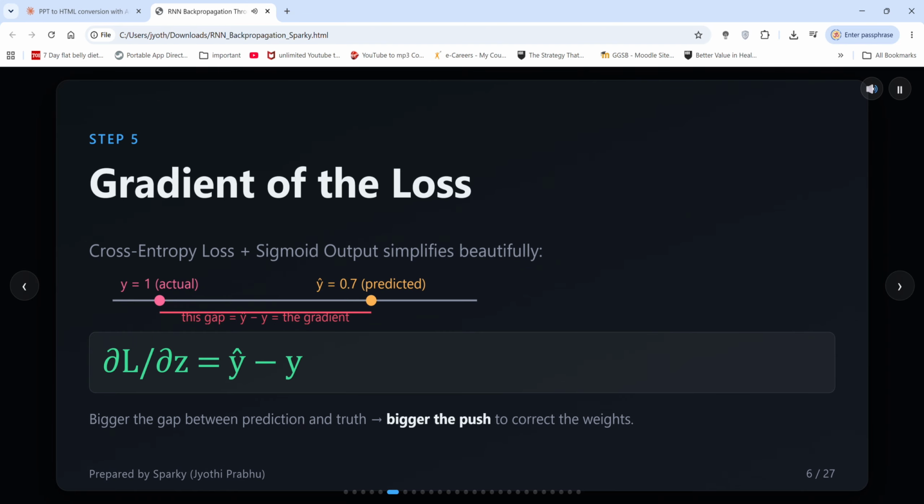Let's start at the very end, with the loss. Since we used cross-entropy loss together with a sigmoid output, something beautiful happens. The derivative of the loss with respect to the pre-activation simplifies to just y-hat minus y. Think of it as the gap between the prediction and the actual answer. This simple expression is the starting point for our entire backward pass.